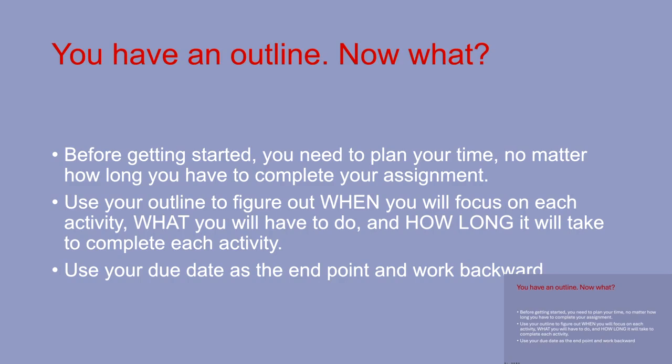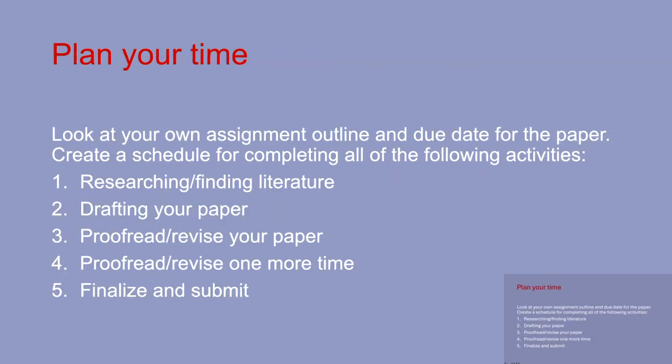And if you look in the handbook on page 15, we give you some examples of what that might look like for an assignment. But you want to do that yourself and come up with really specific dates and times that you're going to work on this project, even if they have to change over time. So when you plan your time, look at your assignment, outline and due date for the paper. And when I say work backwards, you want to figure out exactly when you have to finalize and submit that paper, and then make time to do all of these activities, research and find literature.